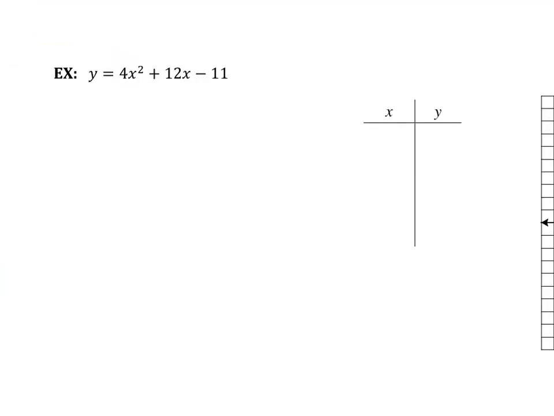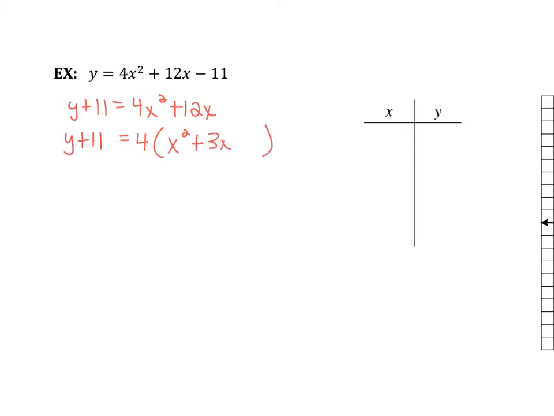All right, our next example: y equals 4x squared plus 12x minus 11. Once again, we're going to transform this to vertex form by completing the square. So I will be adding 11 to both sides of the equation. That's going to be my first step. Then I'm going to factor out the quadratic coefficient. By that, I mean I'm going to factor out a 4, because I need a 1x squared left. So when I factor out a 4, I'll have x squared plus 3x.